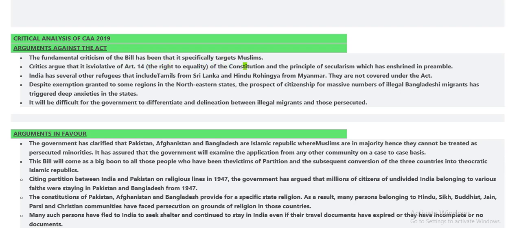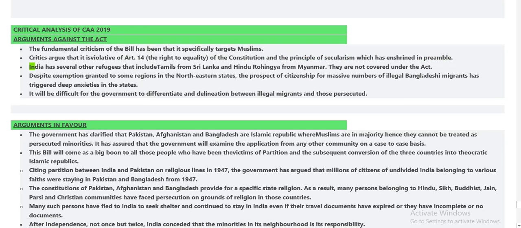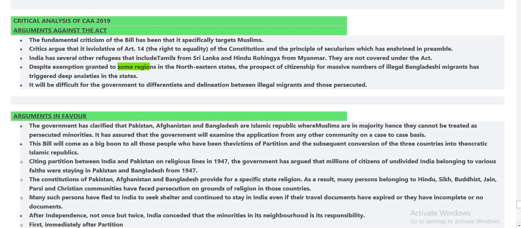Critical analysis of CAA 2019. Arguments against the Act. The fundamental criticism of the bill has been that it specifically targets Muslims. Critics argue that it is violative of Art. 14, the right to equality of the Constitution, and the principle of secularism which is enshrined in the preamble.